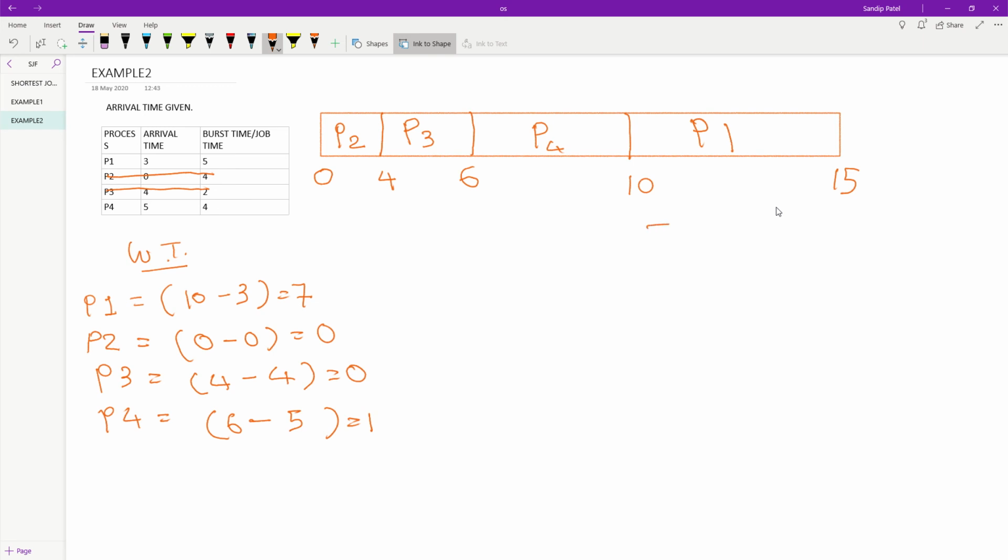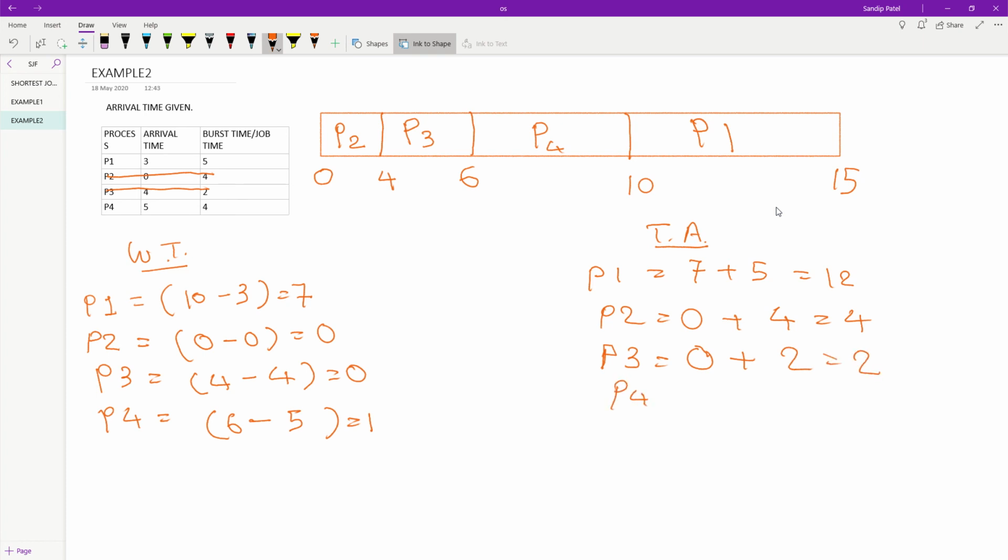Next we will calculate the turnaround time for the individual processes. For P1, the turnaround time is waiting time 7 plus burst time 5, which is 12. For P2, waiting time 0 plus burst time 4 is equal to 4 milliseconds. P3 has waiting time 0 plus burst time 2 milliseconds, so it is 2. And P4 has waiting time 1 millisecond, burst time 4 milliseconds, so 5 milliseconds.